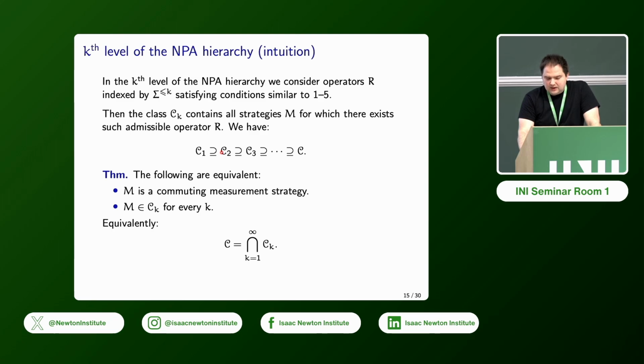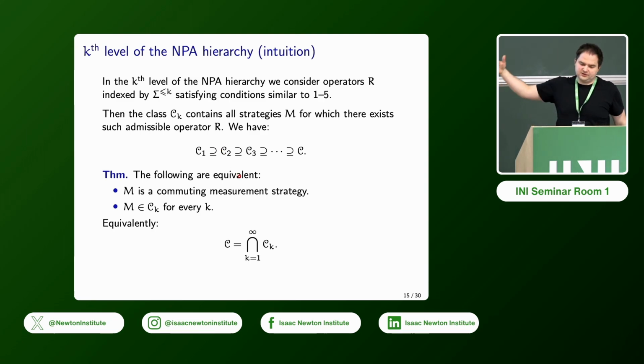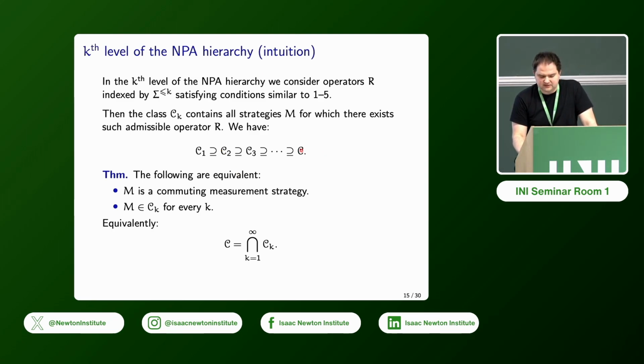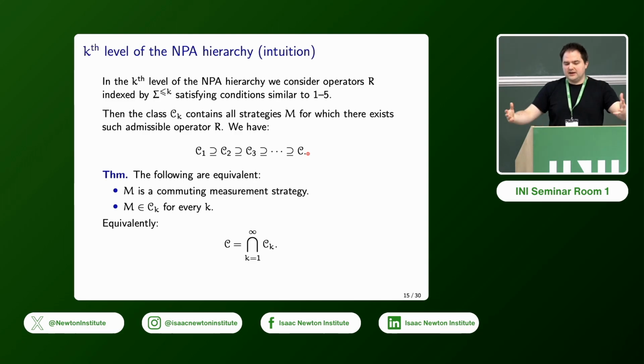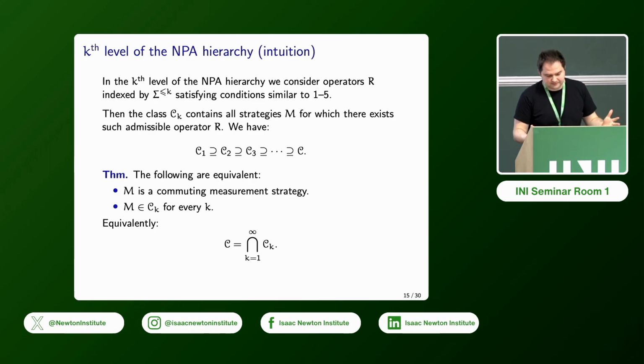So we have C1, a superset of C2, a superset of C3, and so on. Everything contains the class C. And the theorem is that this kind of hierarchy converges. So if M represents a commuting measurement strategy, then M belongs to this class CK for every K. Or you can view it as a countable intersection of all those CK.